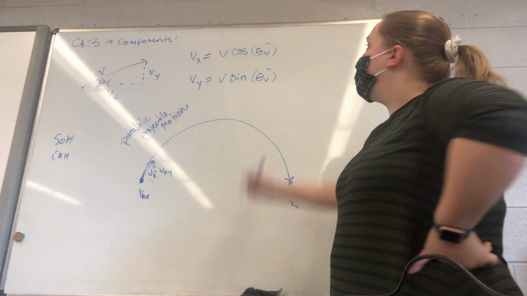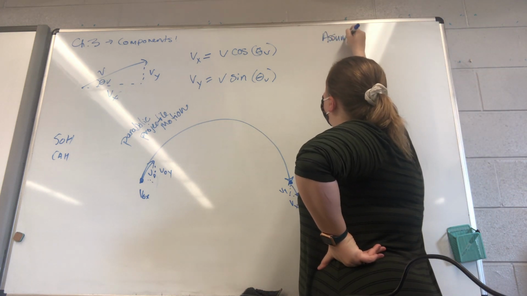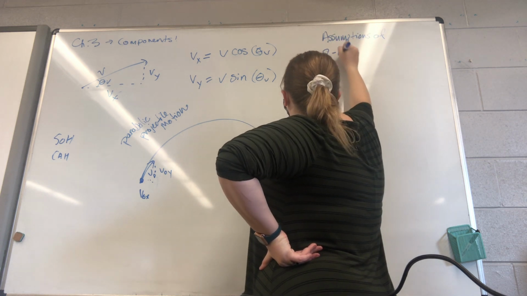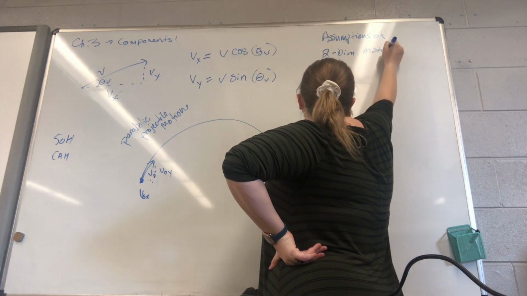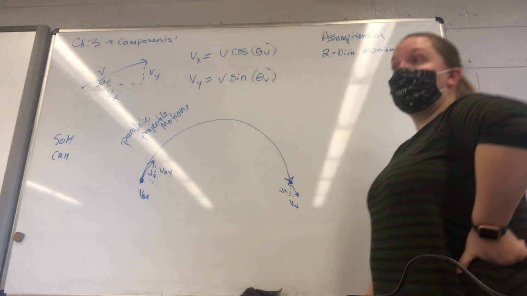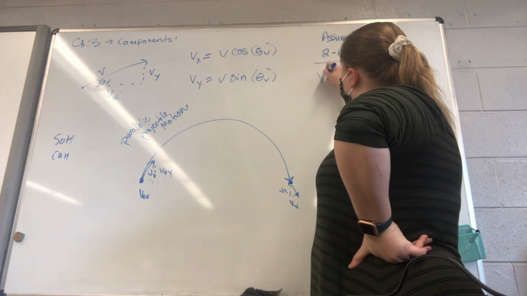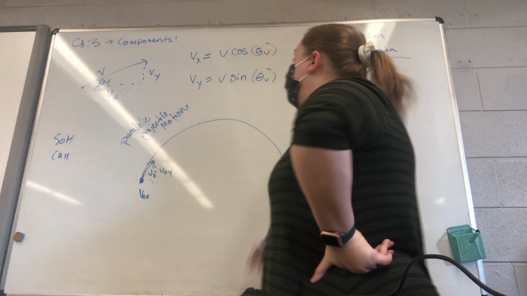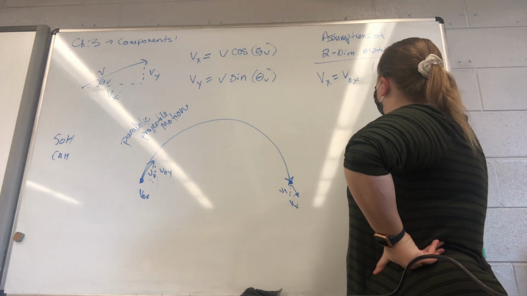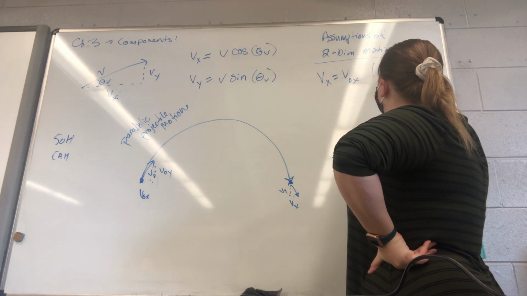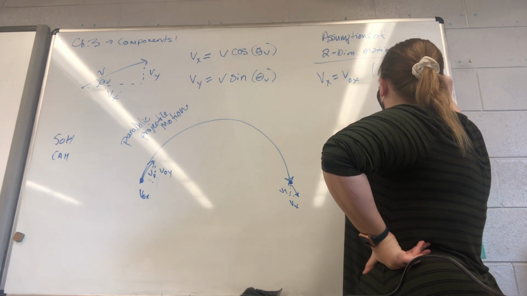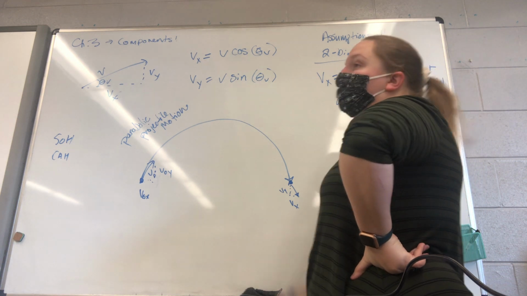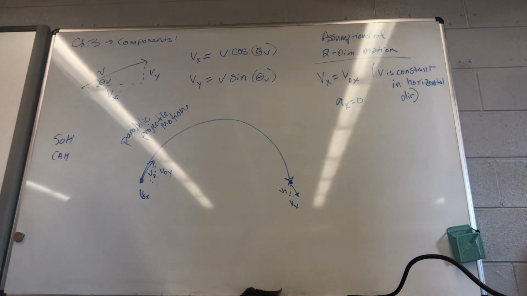What were some of the assumptions of two-dimensional motion? Anybody remember? Vx equals v naught x, right. So constant x motion, but only in the horizontal direction. This also meant that a in the x direction was 0, always.